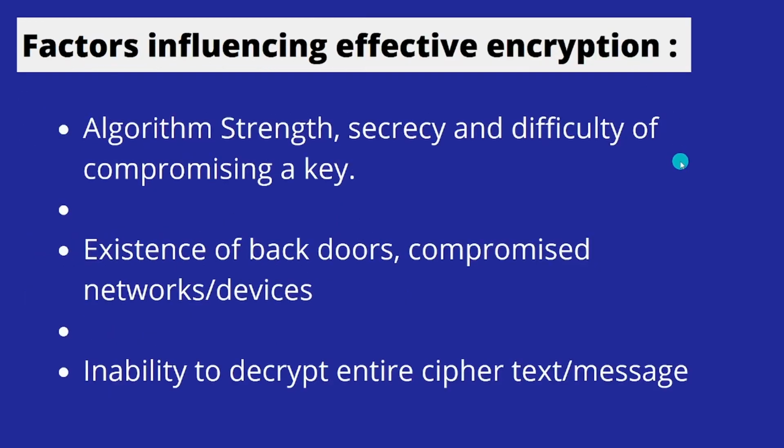Moving on, there are certain factors influencing effective encryption. First, it's the algorithm strength, the secrecy and difficulty of compromising a key. And then second, it's the existence of backdoors. Compromised network or devices: let's say someone were to have a keylogger that compromised your device, then what good is encryption if the attacker can capture the key and decrypt it later? And then it's the inability to decrypt the entire ciphertext or message. In some instances, encrypted data can be partially decrypted if the algorithm isn't strong enough.